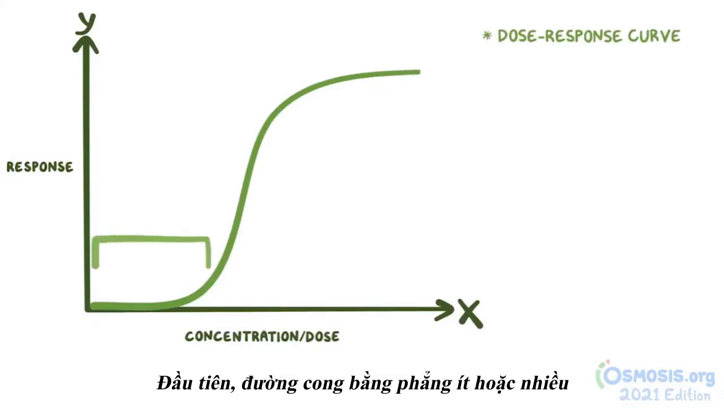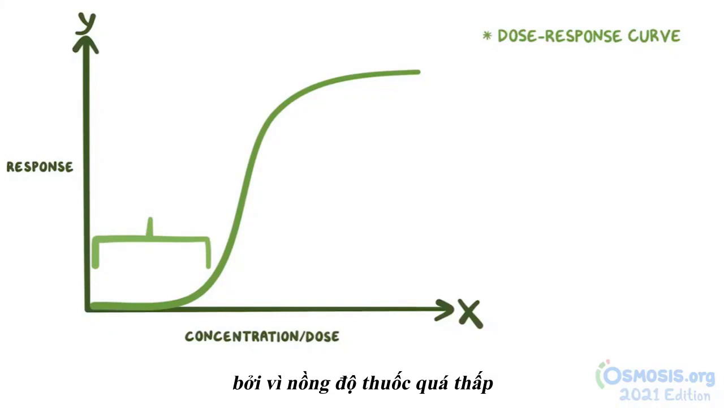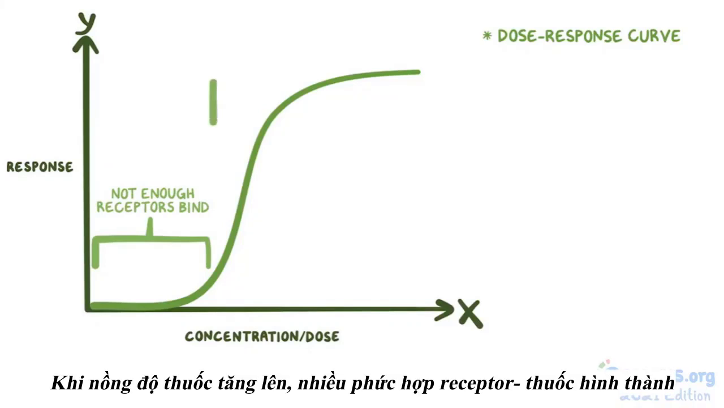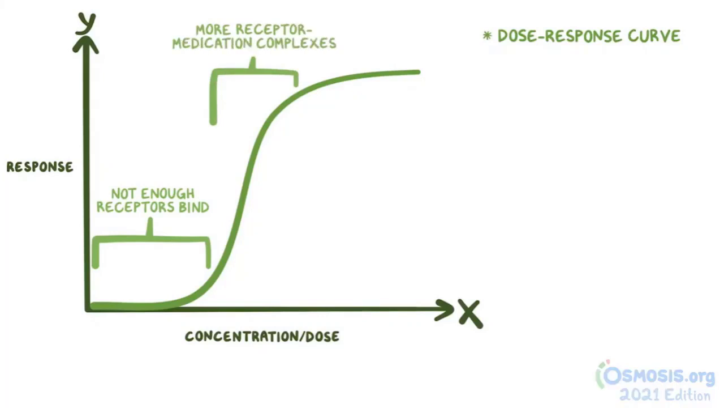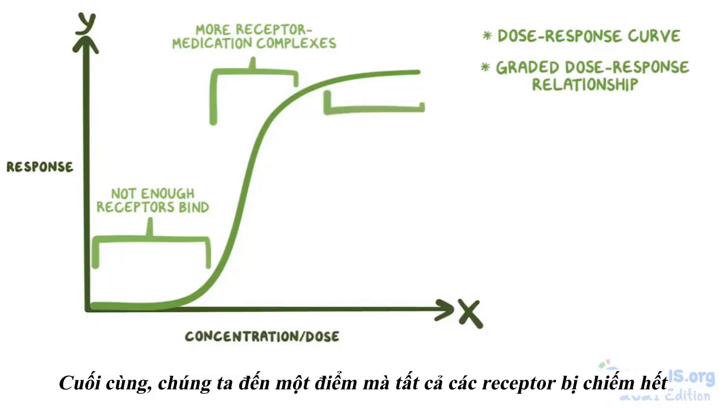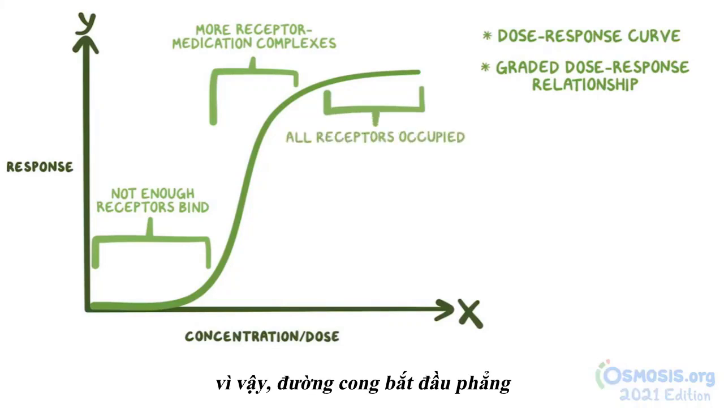At first the curve is more or less flat, and that's because the concentration is too low. So not enough receptors bind to the medication to cause a significant response. As the concentration increases, more receptor-medication complexes form, so the response to the medication climbs upward. This is described as a graded dose-response relationship. Eventually, we reach a point where all of the receptors get occupied, so the curve starts to flatten out.